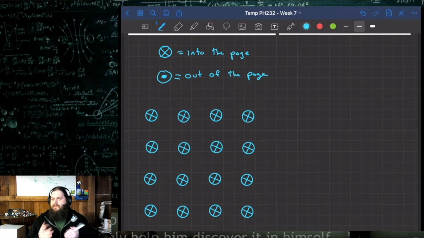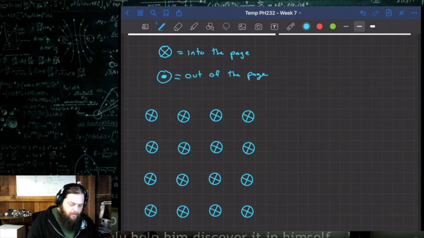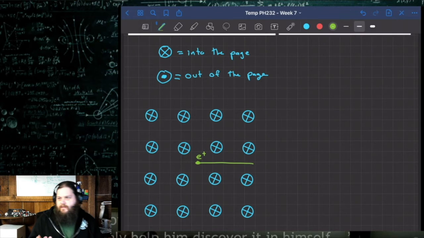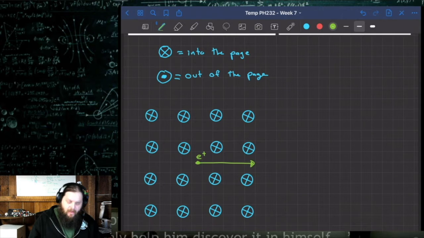So it's a way to depict a vector in 3 dimensions that extends out of the page itself, where we then have the other 2 dimensions of our 3-dimensional space being the plane of the paper. We can use this, so if we were to have a particle, we'll call this a positron, which is an electron with a positive charge instead of a negative charge. Same mass as an electron, just has a positive charge, and it has a velocity in that green arrow going to the right.